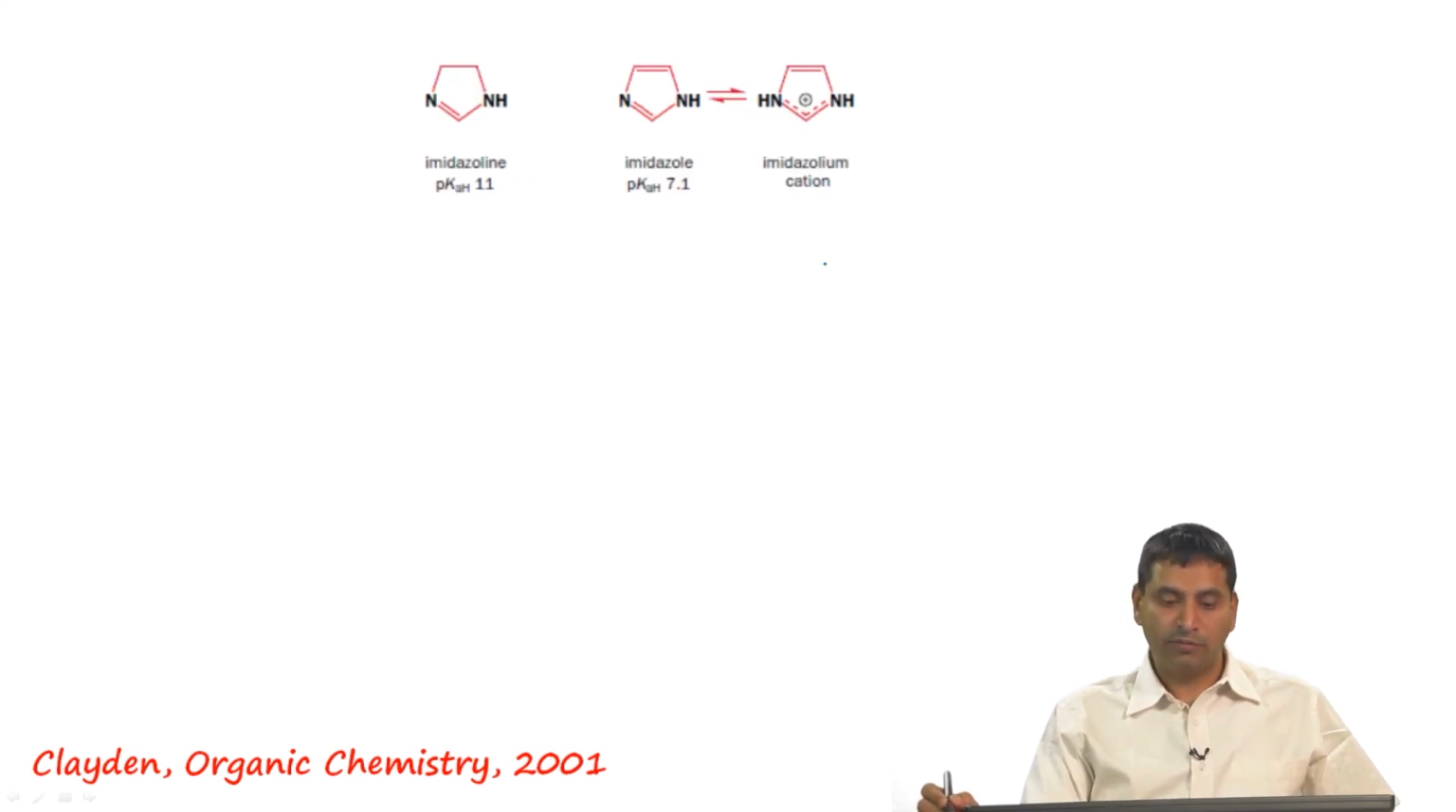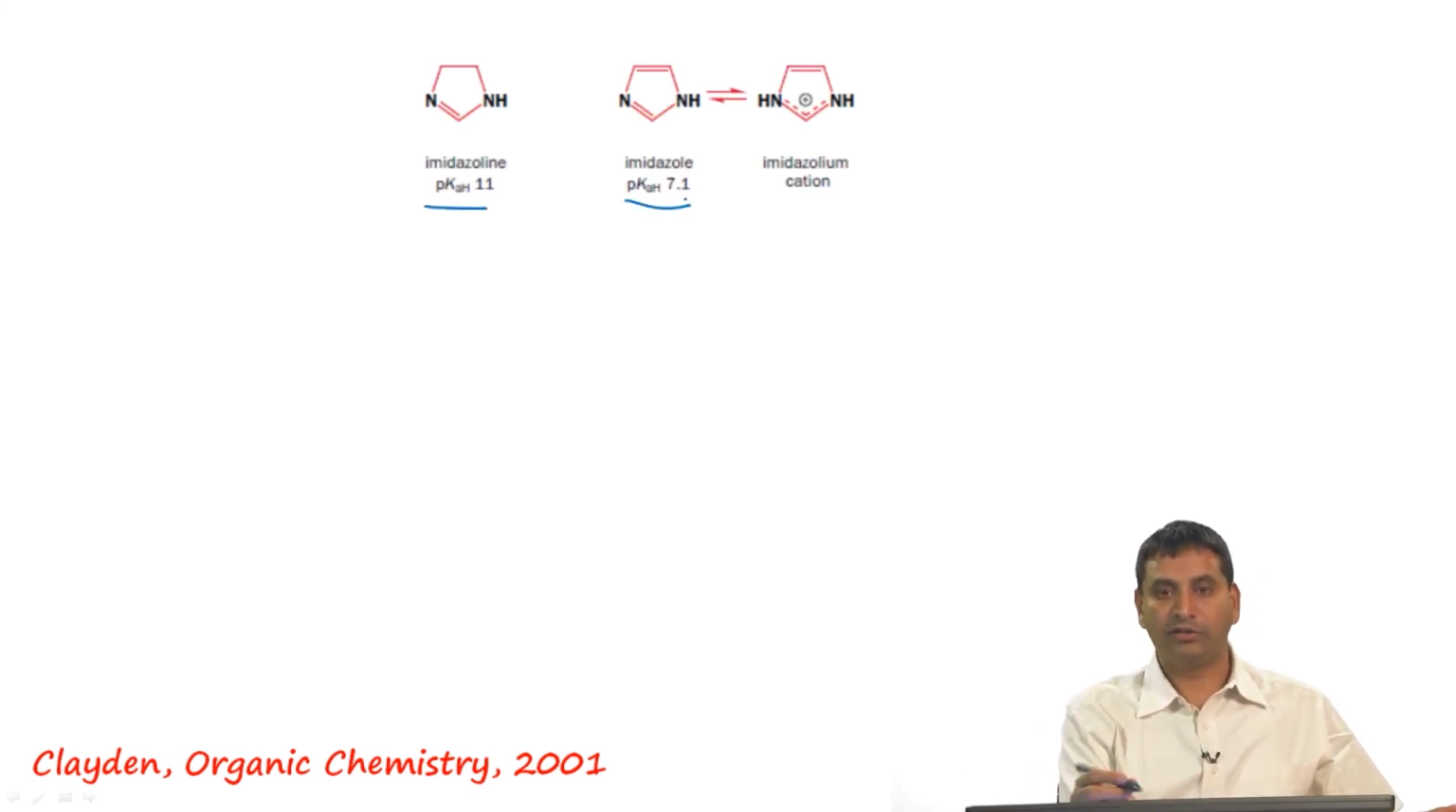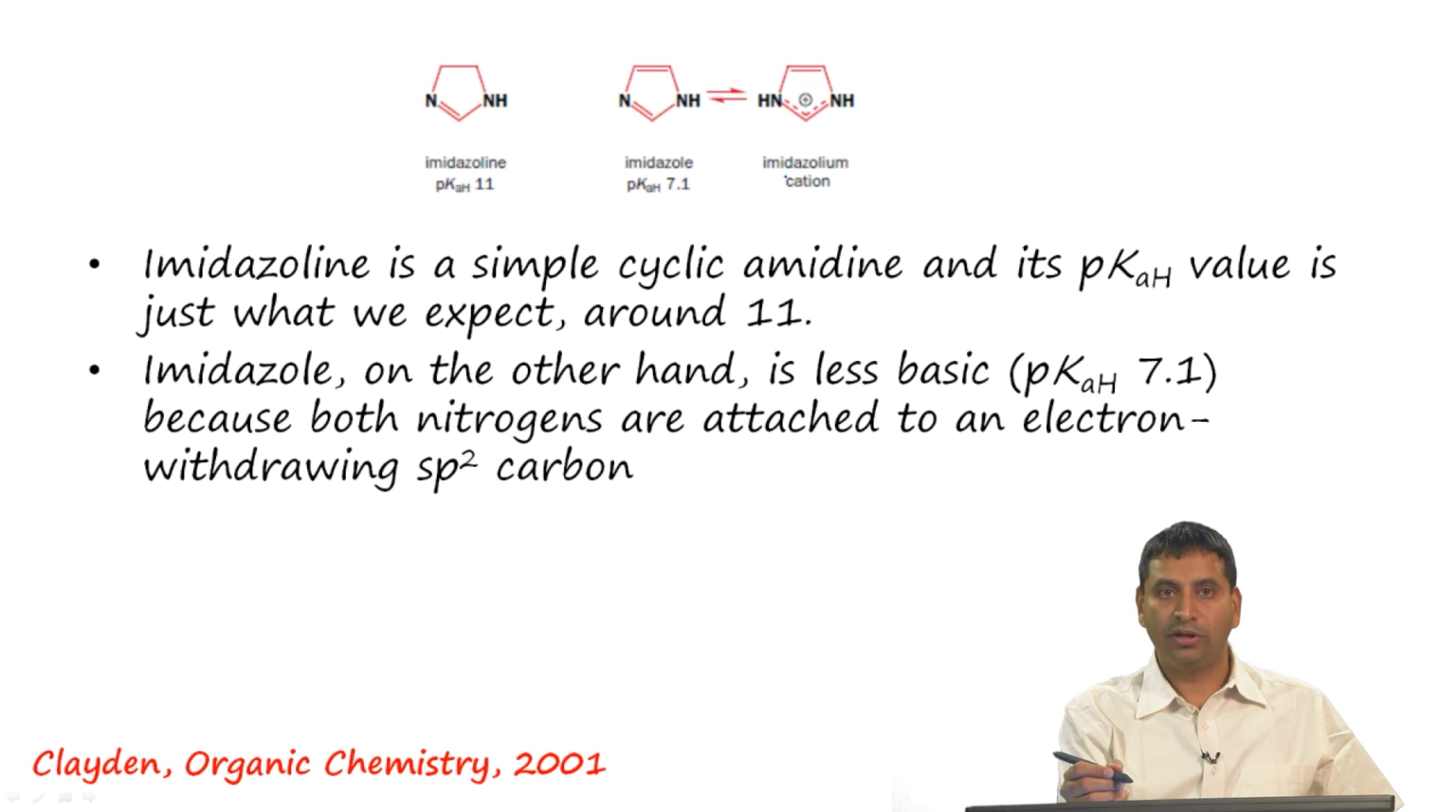In the next example, we look at imidazoline, whose pKa-H is 11, and imidazole, whose pKa-H is 7.1, and we want to understand this difference. In the case of imidazoline, it is a simple cyclic amidine and its pKa value is just what we would expect, around 11.